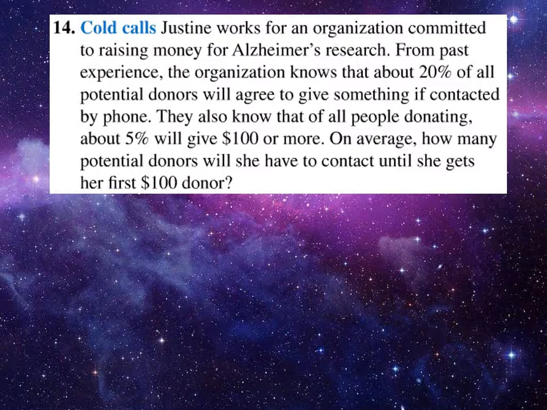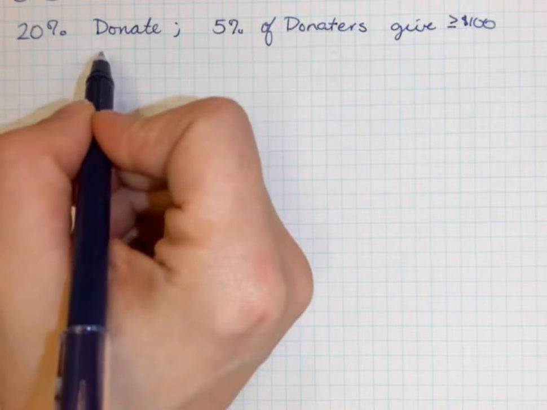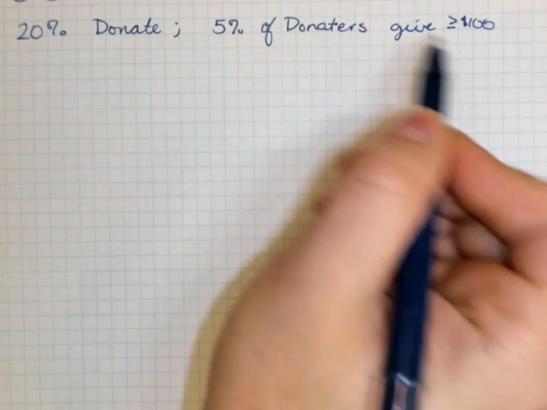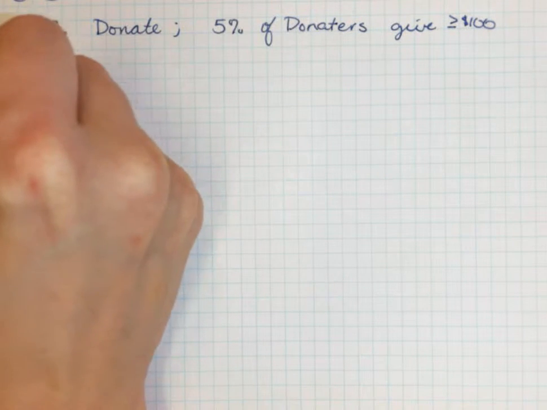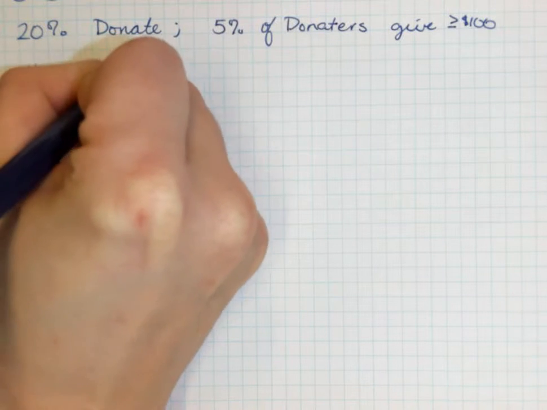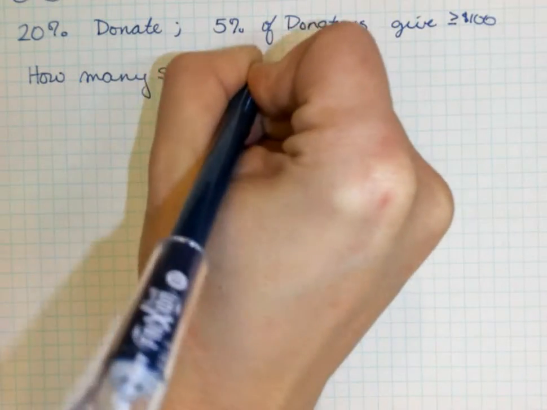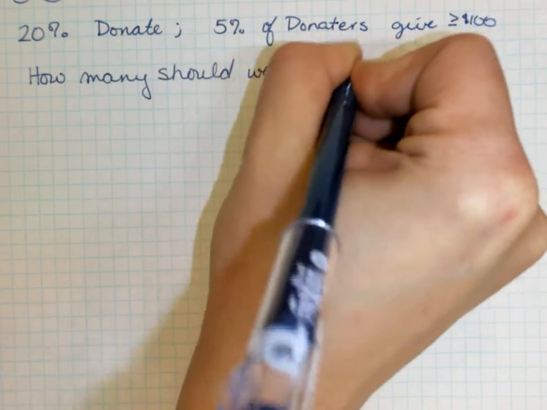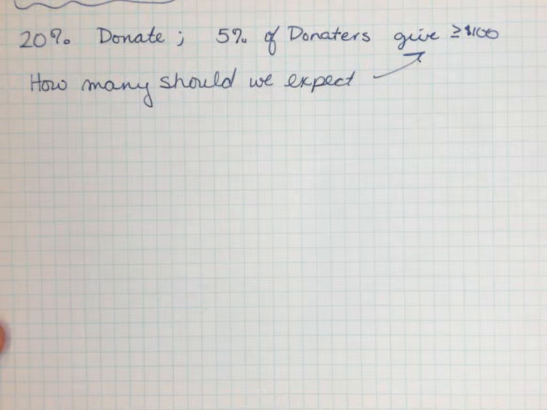All right, so what are we looking for here? What am I asking you to find? Expected count, expected value, however you want to say it. So I have 20% of folks donate, 5% of my donators give more than $100. I want to find how many we should expect to get somebody who gives $100 or more dollars?